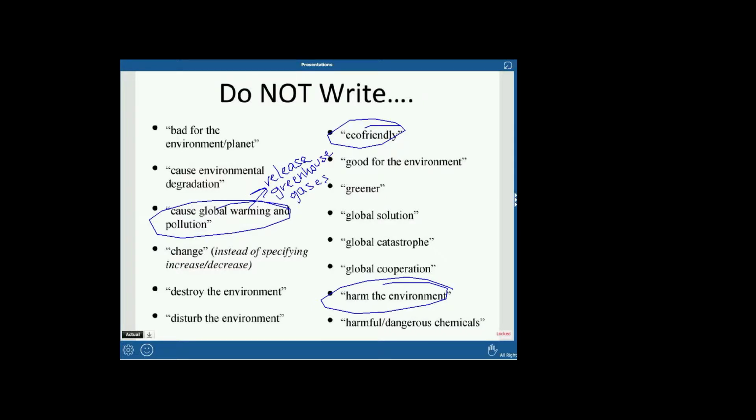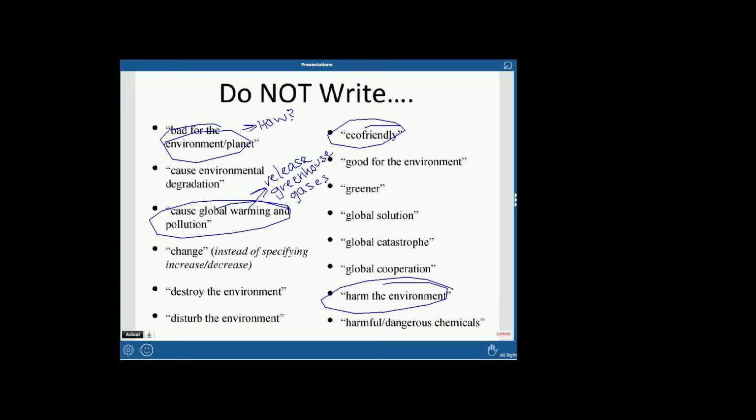Okay, so you need to be specific. You want an answer that a college student could have written. You're not going to get any points if you say an environmental problem or an environmental disadvantage. If you say bad for the environment, okay, how is it bad for the environment? If you write something like this, I'm going to write how. You need to be more specific.